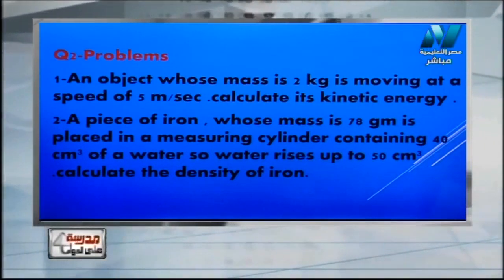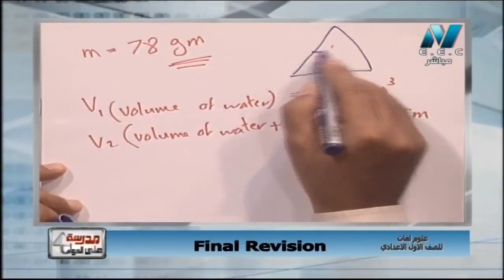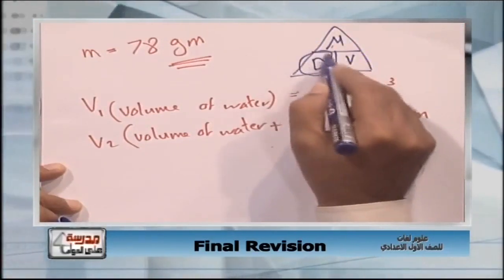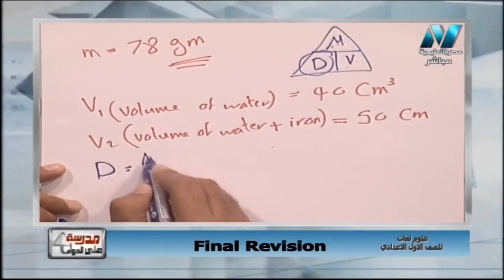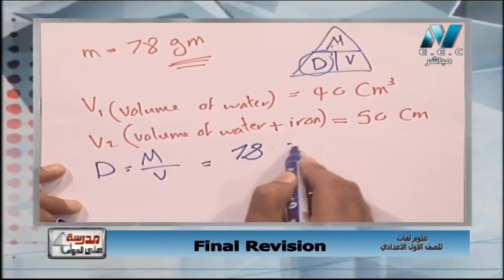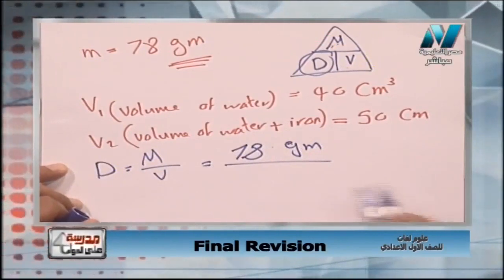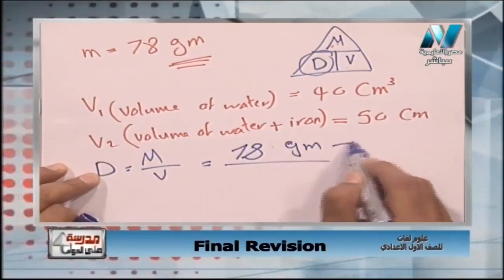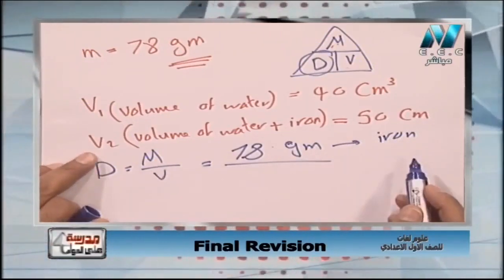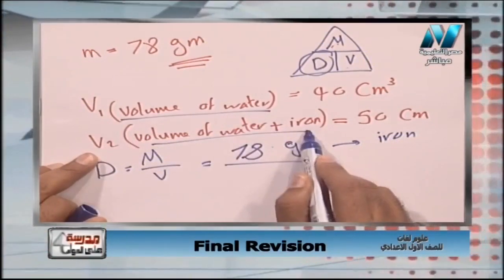Calculate density. So density equals what? From our magic triangle, mass, density, volume: density equals mass over volume. Mass equals 78 gram. In gram it's okay, it's not in kilogram. Divided by volume. But what is the volume? This is the mass of iron, and I must get the volume of iron. But he didn't give me the volume of iron. He just gave me the volume of water, then the volume of water after putting in the iron.